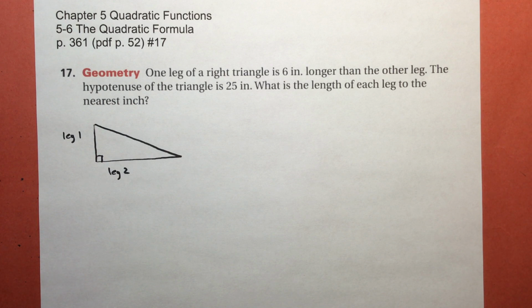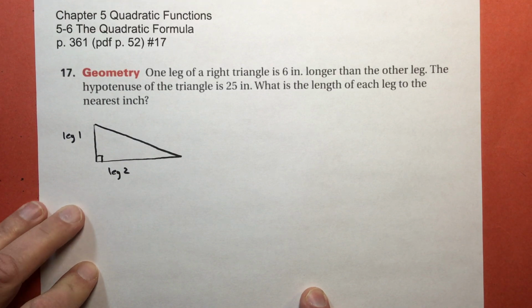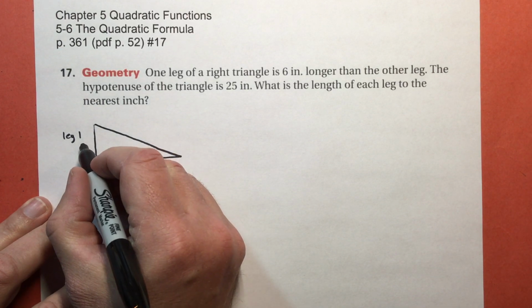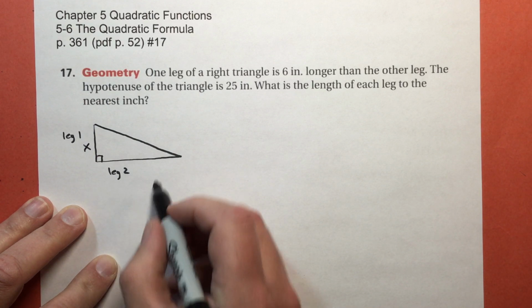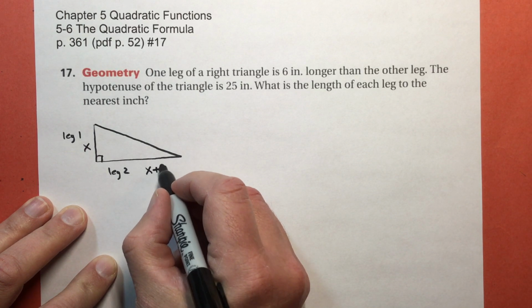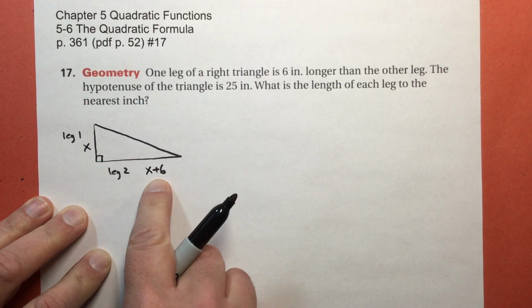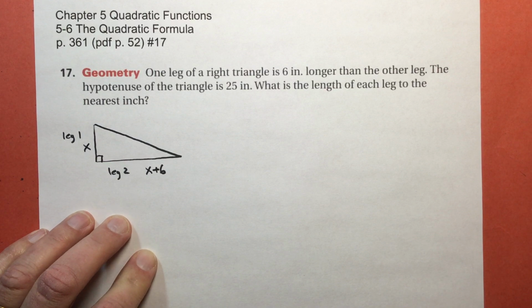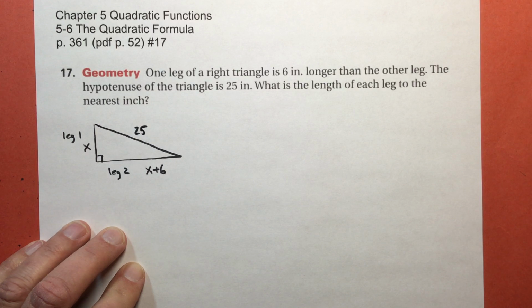I'm not going to use L for leg though, because L's look like 1s. Those are confusing. So I'm going to fall back on my old standby. I'm going to call this one x. That means that leg 2 is going to be x plus 6, because it's 6 inches longer than the other leg. So I take that length and I add 6 to it. And it tells me that my hypotenuse is 25. All right, cool. Well, how do I use this?